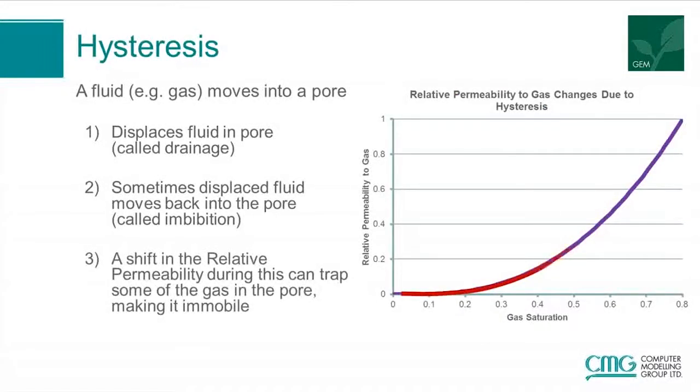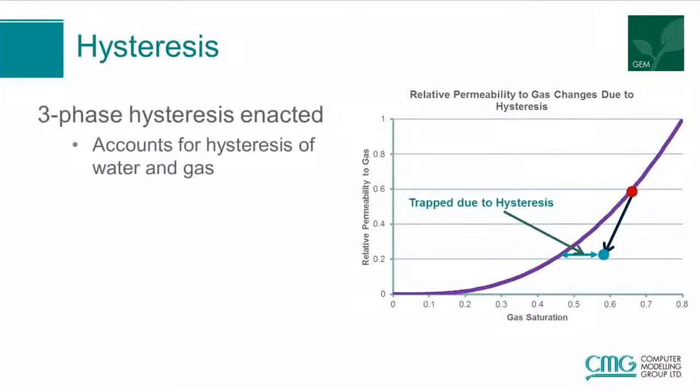If there is no effect of trapping in the reservoir, the same relative permeability curves are used for the drainage and imbibition processes. But if we have the gas trapping effect, then a shift in the relative permeability curve should be accounted for the trapping. In fact, the relative permeability for the imbibition curve is different from the relative permeability for the drainage, and it accounts for the gas trapping due to hysteresis. In GEM, we have the three-phase hysteresis that accounts for the hysteresis of the liquid and gas phases.